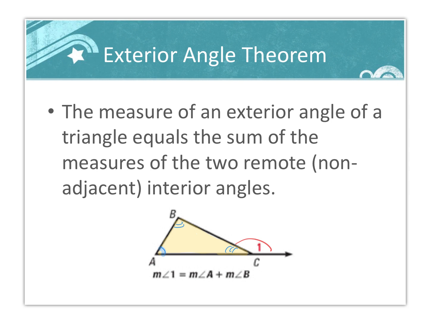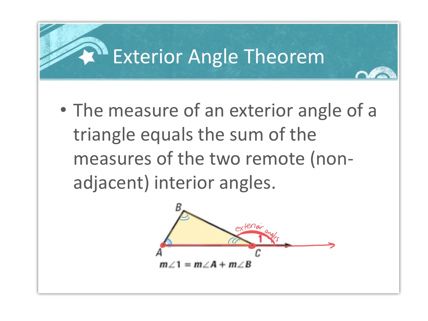If I take a side of my triangle, like AC, and extend it out further, it suddenly creates this extra angle here with side CB, angle 1. This is known as an exterior angle, and exterior angles have their own theorems. The one theorem we're going to talk about today is that the value of angle 1, this exterior angle, equals the sum of the measures of the two remote interior angles.